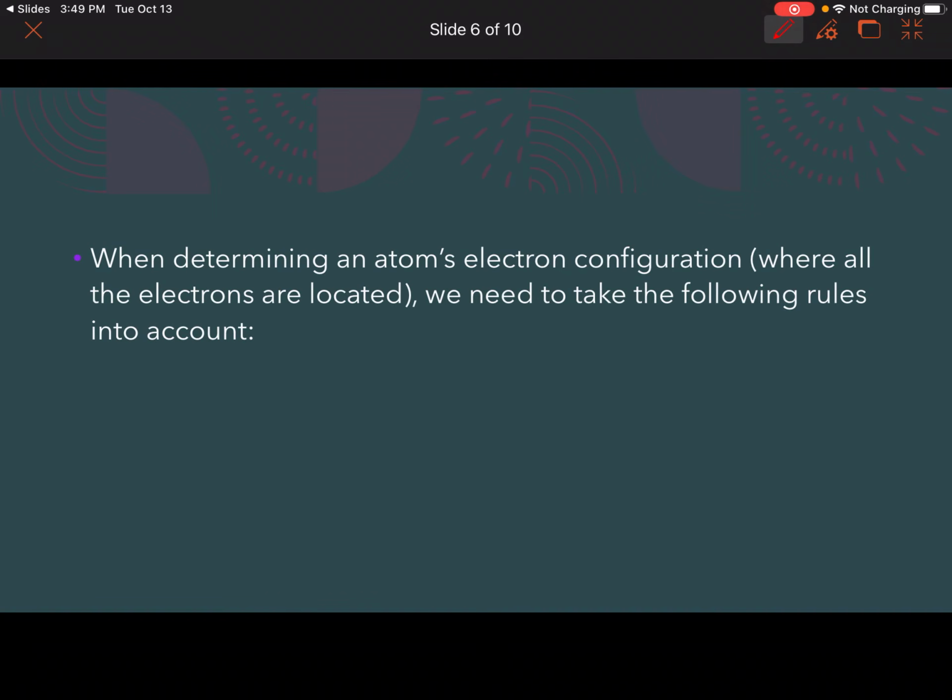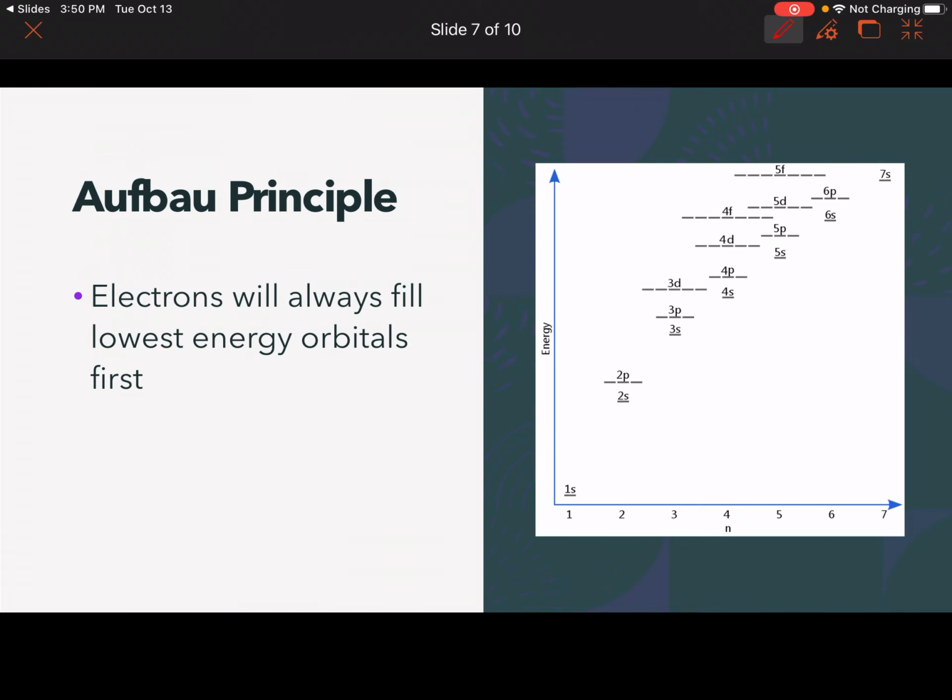When determining an atom's electron configuration, which is what our next lesson is going to be, it will really show where all the electrons are located in an atom. We need to take 3 rules into consideration when we do that. The first one is called the Aufbau principle. Electrons will always fill the lowest energy orbitals first. There's a certain order that electrons will fill in, and they always go low energy first.